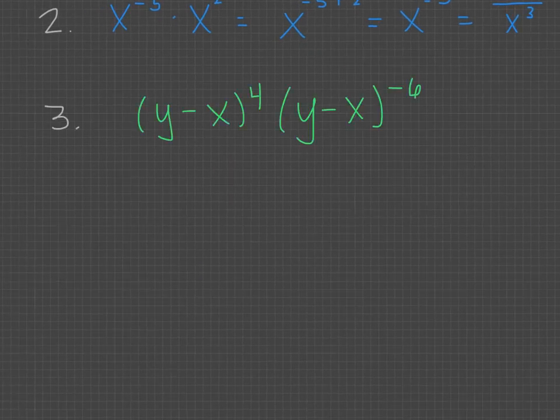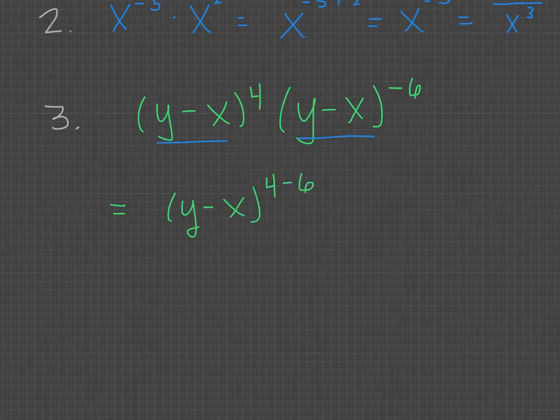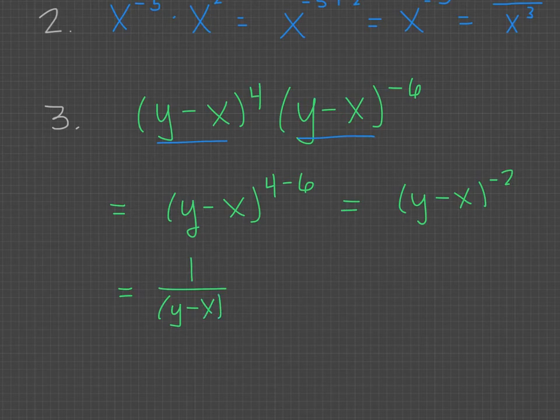Here we've got a base of y minus x. So the base is this entire quantity, y minus x, and we are multiplying those, so we can add those exponents. We're going to have that quantity y minus x, adding the exponents, 4 plus a negative 6, which is 4 minus 6. That results in the quantity y minus x to the negative 2. Now applying our rule of negative exponents, we're going to take the reciprocal of the base, which is y minus x. So that becomes 1 over y minus x, and then the exponent becomes positive. So we end up with 1 over y minus x, that whole thing squared.